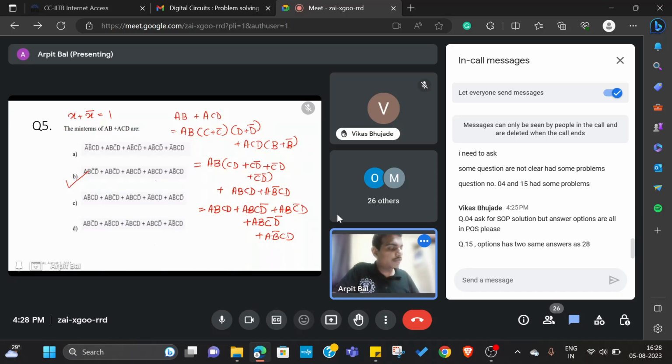Okay, so in the first case C and D were missing, so I just added C plus C bar into D plus D bar, and in the second case b plus b bar was missing, and I just added that into the second term. The next thing I did is multiply and solve it. So after solving, this is the answer that we obtained.